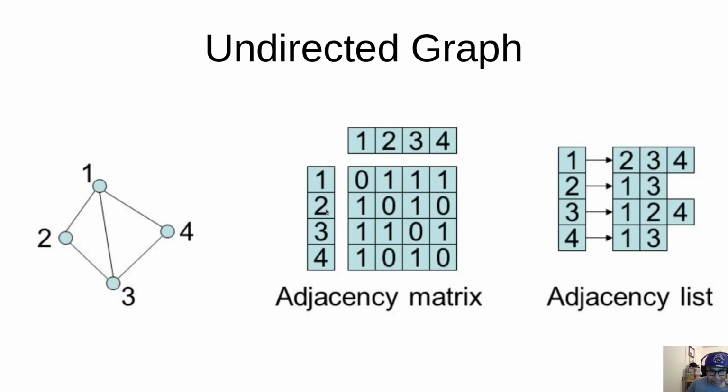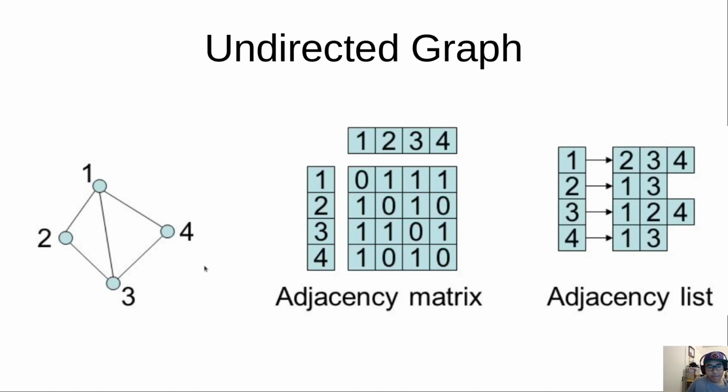So 2 has an edge connecting to 1, so we put 1 here. Does 2 have an edge connecting to 2? No. Does 2 have an edge connecting to 3? Yes. So that's why we put 1 here. Does 2 have an edge connecting to 4? No. So we put 0. And we keep going on.